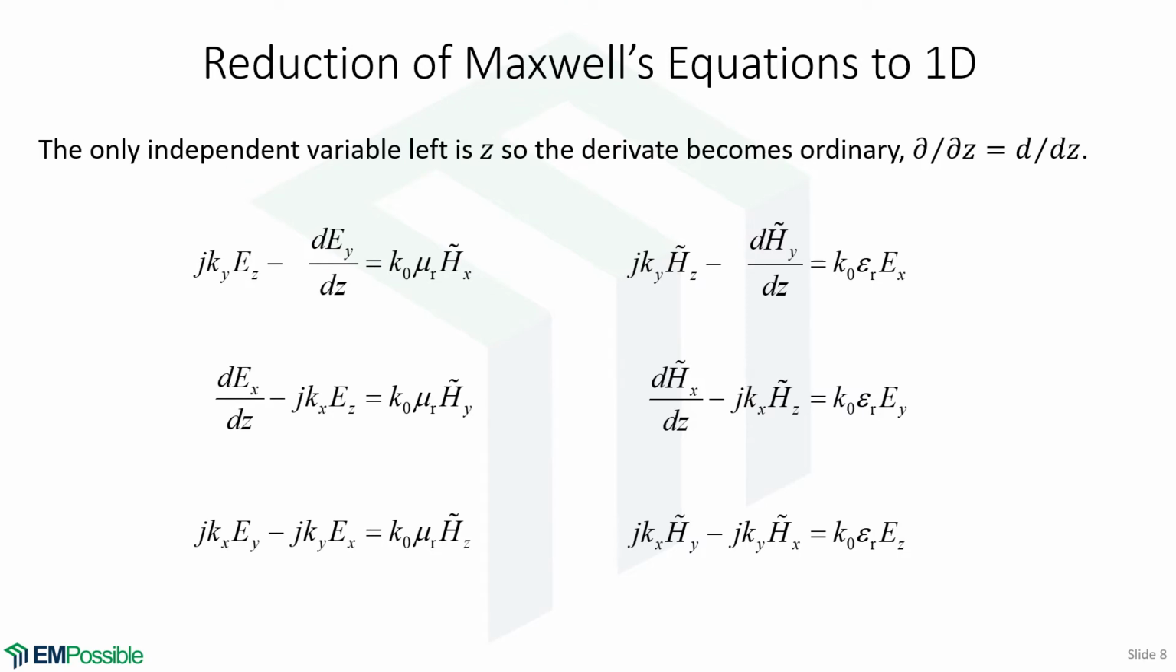Now, since we've eliminated x and y, there's only one independent variable left, and that is z. That means the derivative becomes ordinary. So here are our Maxwell's equations. No more partial with respect to x, no more partial with respect to y. We have an ordinary derivative with respect to z.